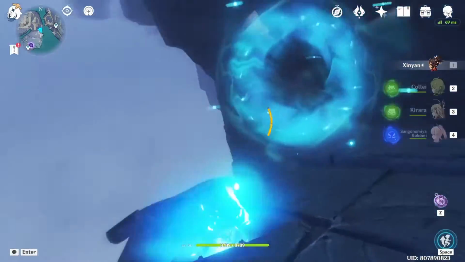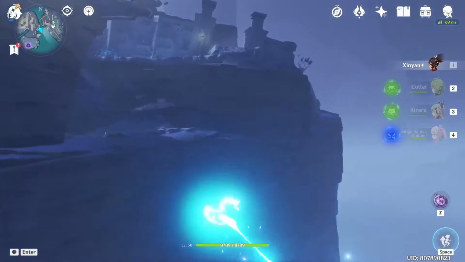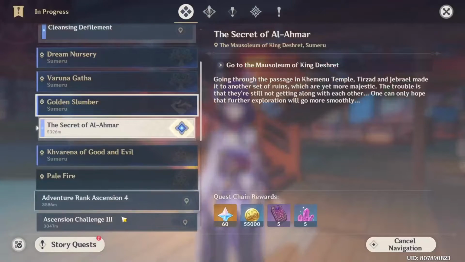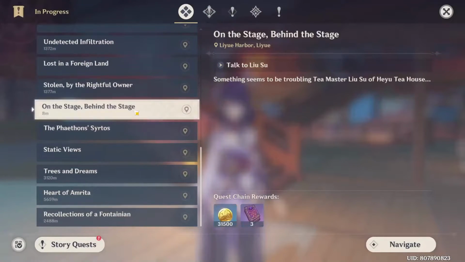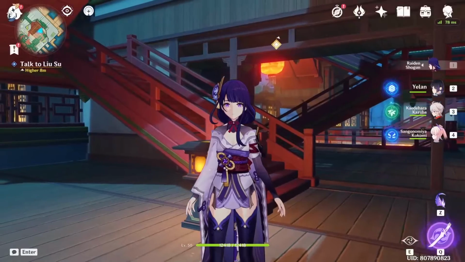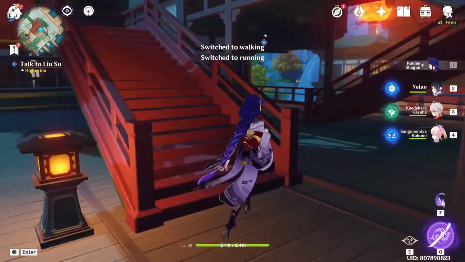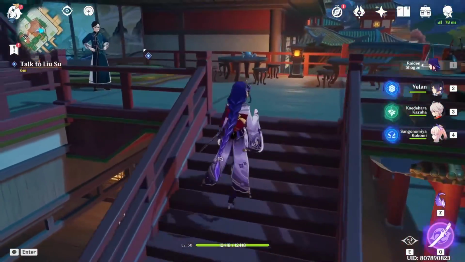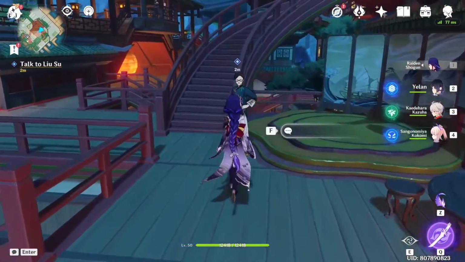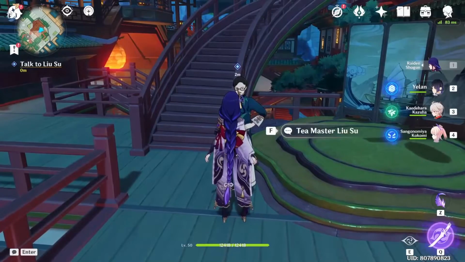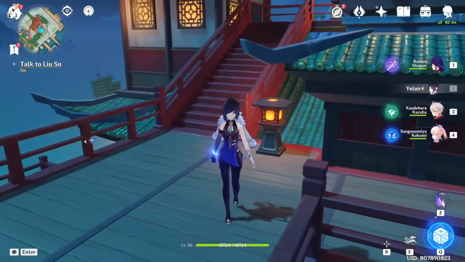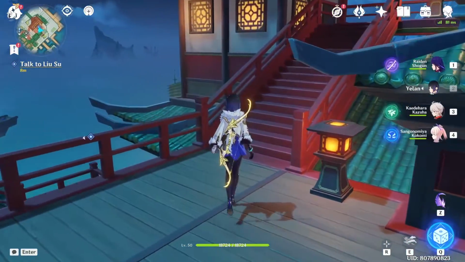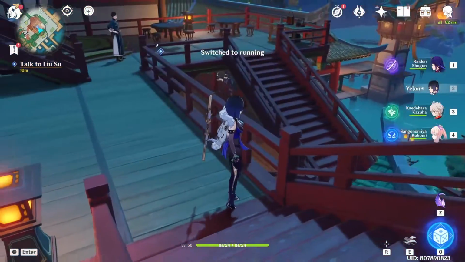Let me now talk about my methodology. Using the quest on the stage behind the stage, I turned on navigation for it. Yes, I haven't started the quest yet, but I'm glad I haven't. The navigation brings me to Tea-Master Liu Su, and you know the best part? It doesn't pull me into a cutscene when I get close to him. On top of that, the area around him was flat and allowed me to find a consistent setup. These stairs were a great spot to pinpoint 10 meters away from Liu Su.